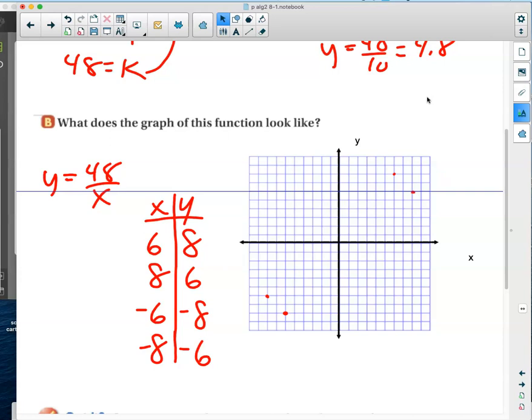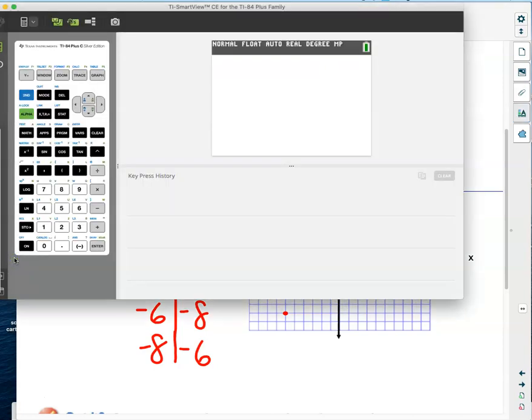And we've never seen one of these before. So we don't know exactly what to do with that, because obviously it's not like a line or something. So let me plop it into my graphing calculator and let's see what y equals 48 divided by x looks like.